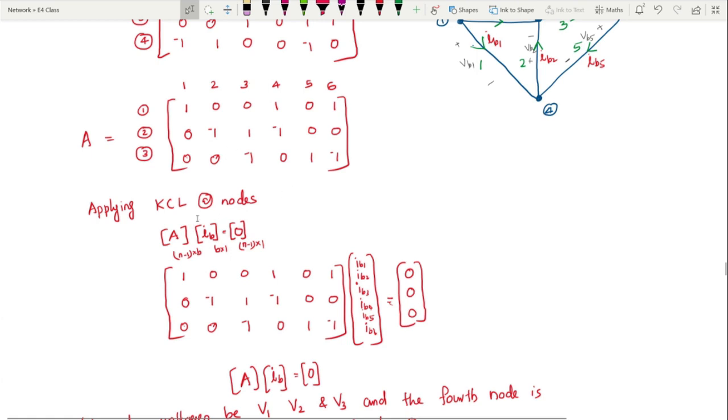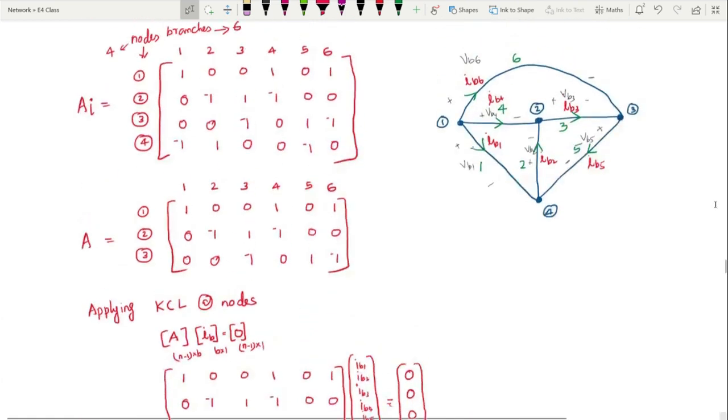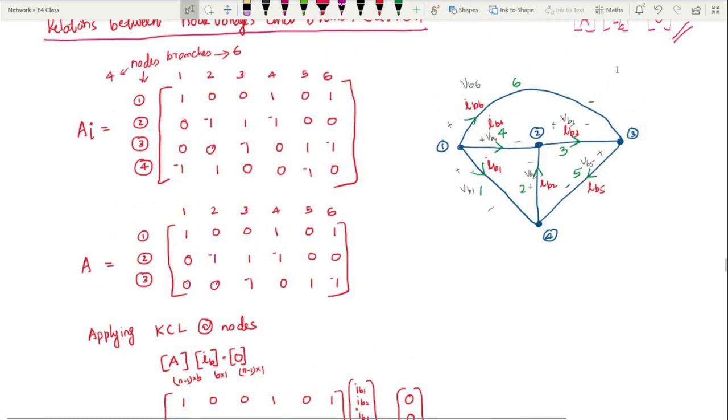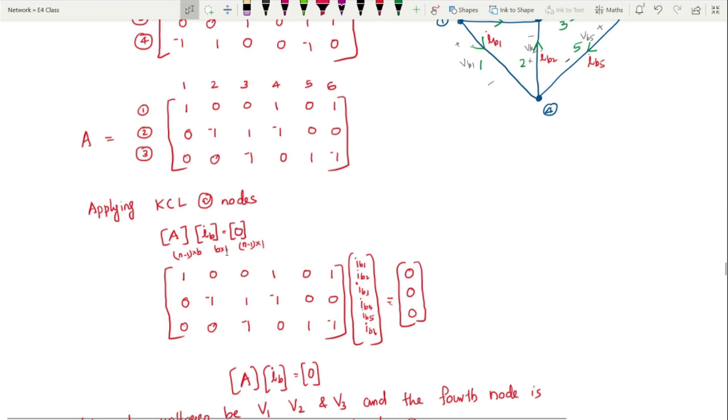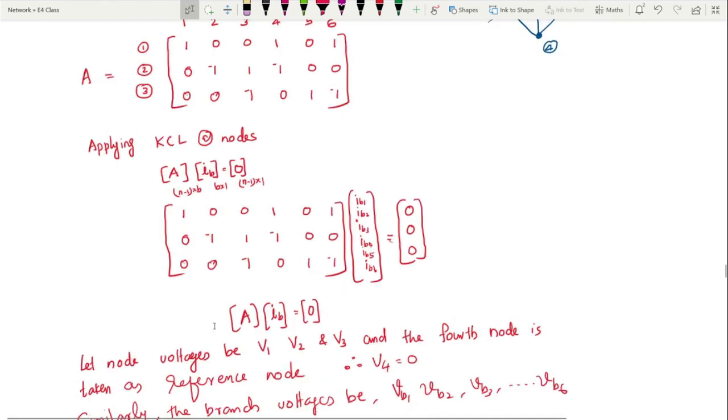And the size of the branch current matrix depends on how many branches there are. Here we have 6 branches and 4 nodes. The IB matrix size is B by 1. In this case, it is 6 by 1 as shown here. And this is a null matrix. Its size is n minus 1 by 1. So this is the matrix representation of the KCL equation.